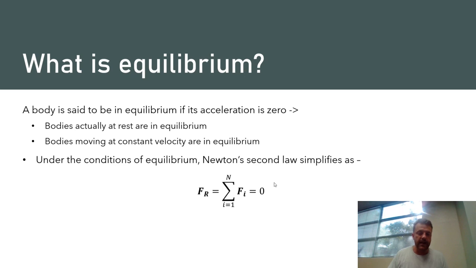However, it could also mean that a body is moving at a constant velocity. We won't deal with many of this second scenario. The majority of equilibrium scenarios we deal with will be the first case, where a body is actually stationary. But notice that if we define equilibrium as the absence of acceleration, then Newton's second law simplifies to the sum of all forces acting on a body, and there can be an arbitrary number, just say n. We'll call that vector sum of these forces the resultant force. It must be equal to zero if a body is in equilibrium.